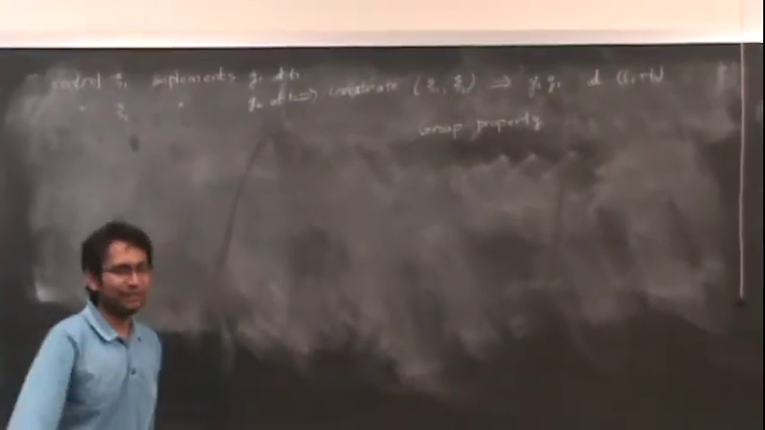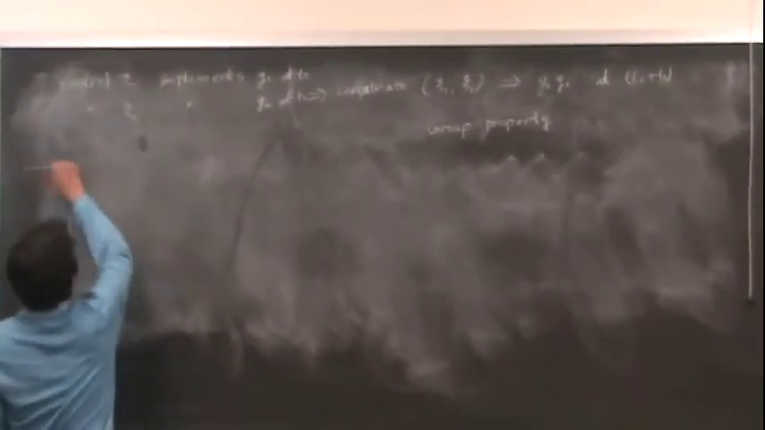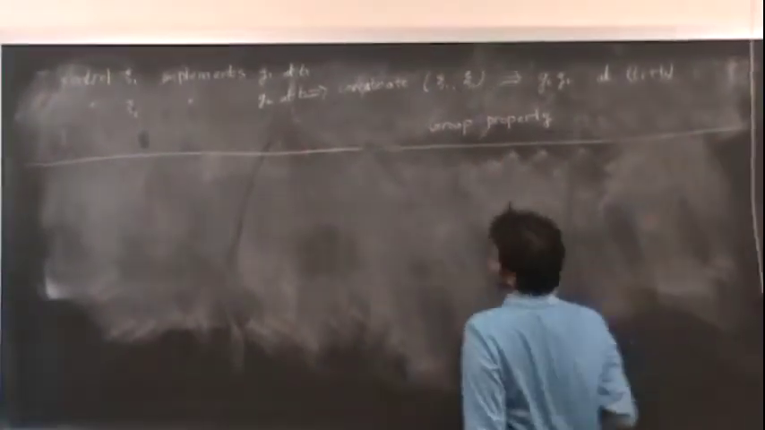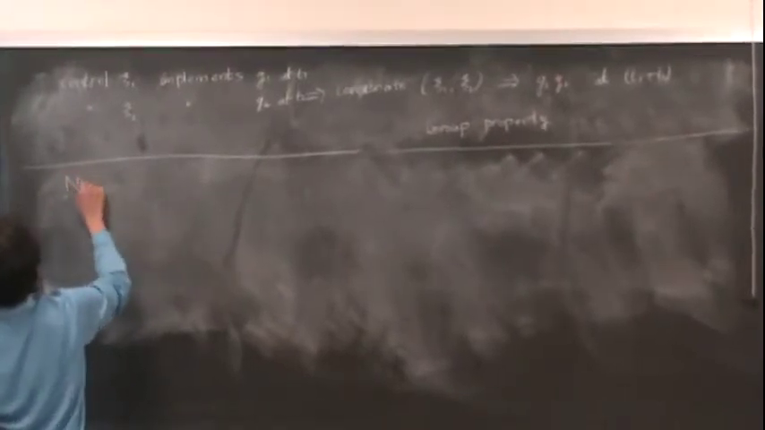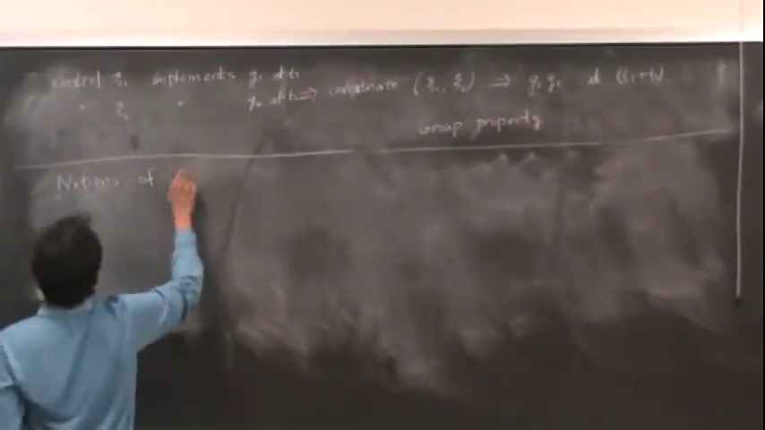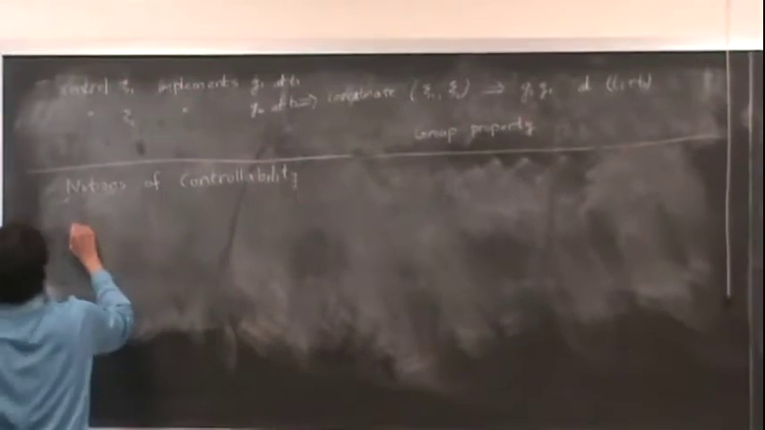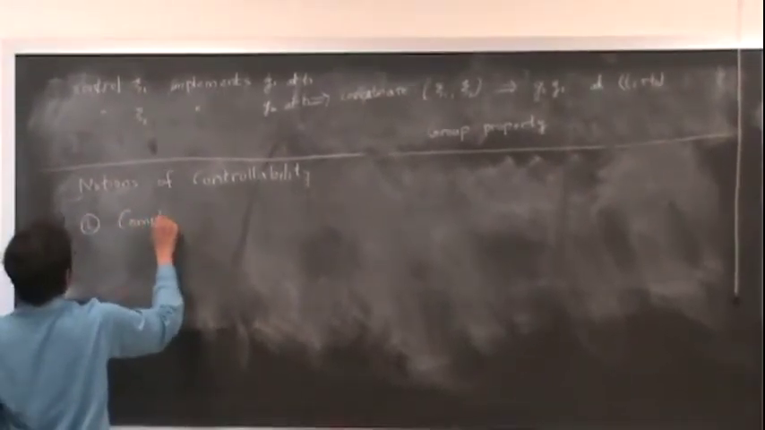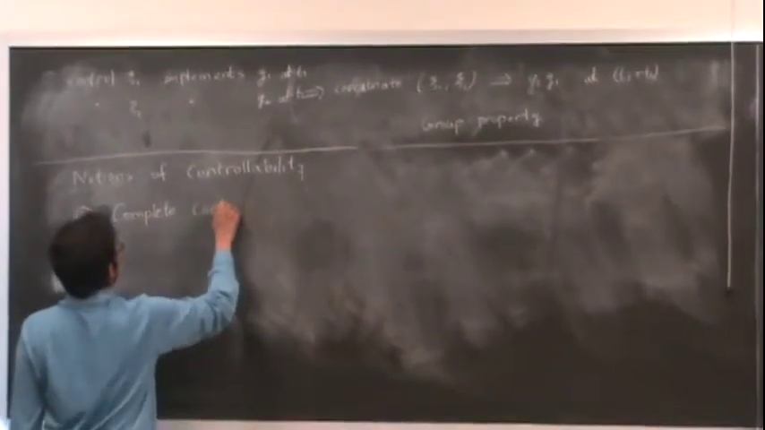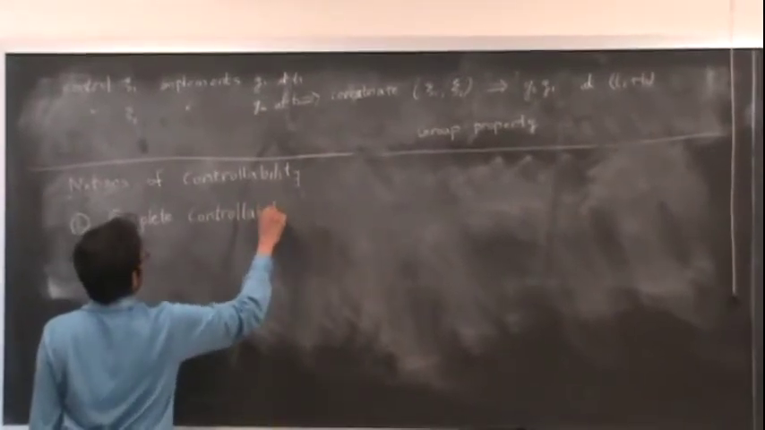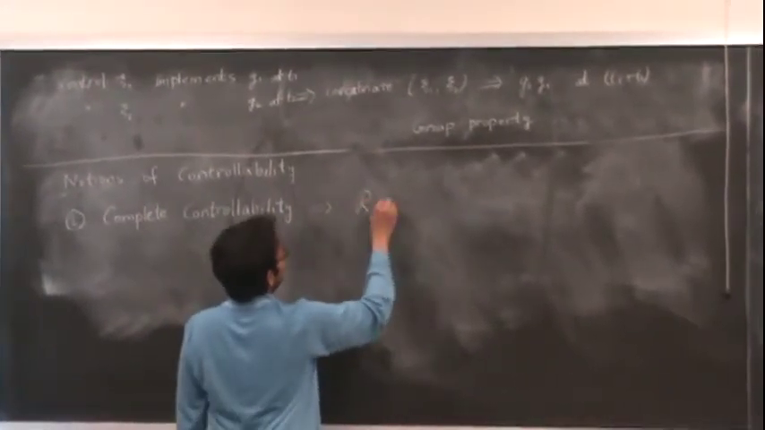So now that I've given you a flavor, maybe a good one, maybe a bad one, of what we are reasoning about, I just want to talk about some notions of controllability and quickly tell you what they are. Firstly, I could have complete controllability. In some sense, while we were reasoning about everything here, we were assuming that was the case, but it need not always be the case. So what this means is the reachable set equals the group.